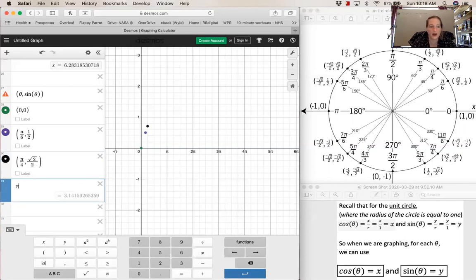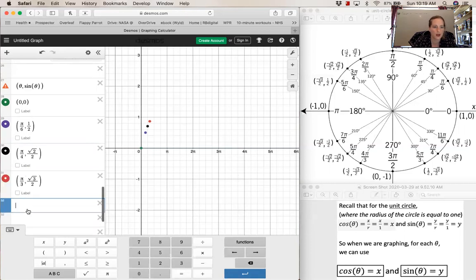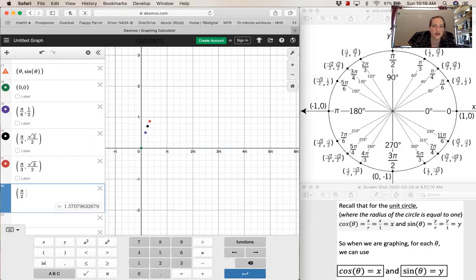And next we'll look at when theta is pi over 3. When theta is pi over 3, our sine function is equal to the square root of 3 divided by 2. And finishing this first quadrant out, when theta is equal to pi over 2, our sine function is equal to 1. So there's the points from those first values in our quadrant 1.